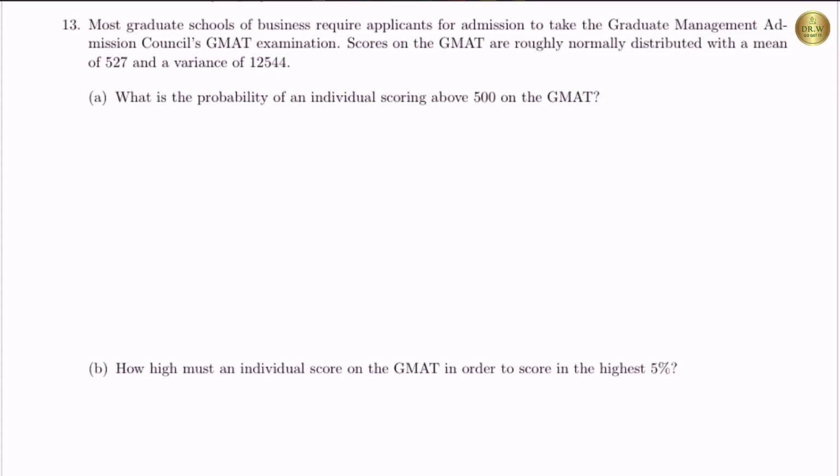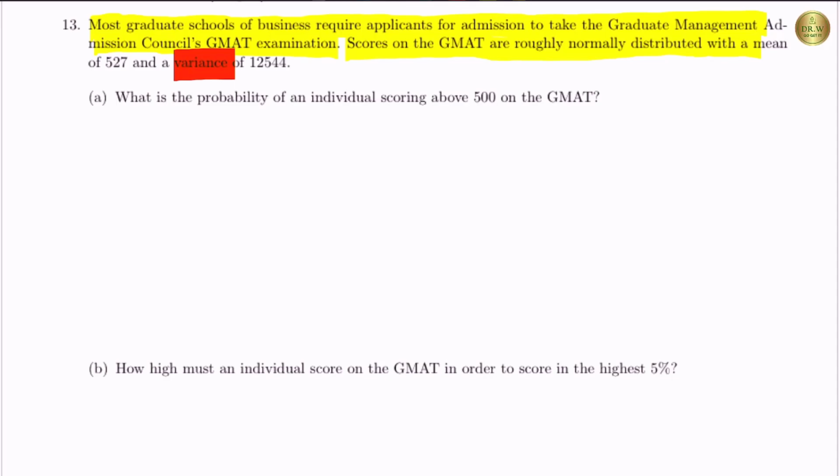This problem is from chapter 3, normal distribution. Most graduate schools of business require applicants for admission to take the Graduate Management Admission Council's GMAT examination. Scores on the GMAT are roughly normally distributed with a mean of 525 and a variance of 125.44. Here the variance is given.